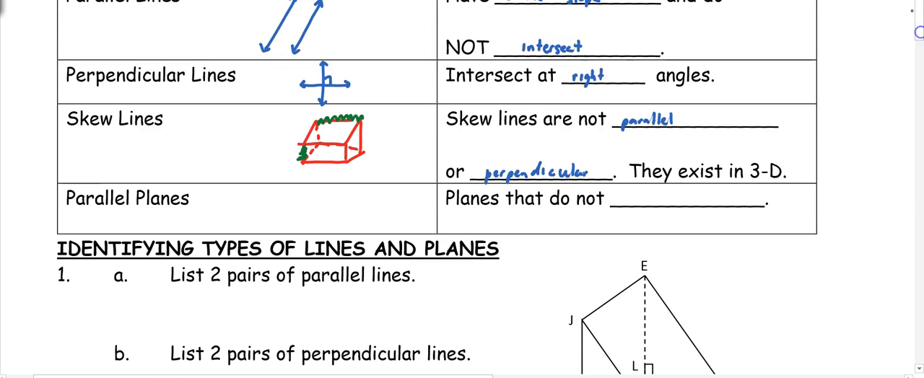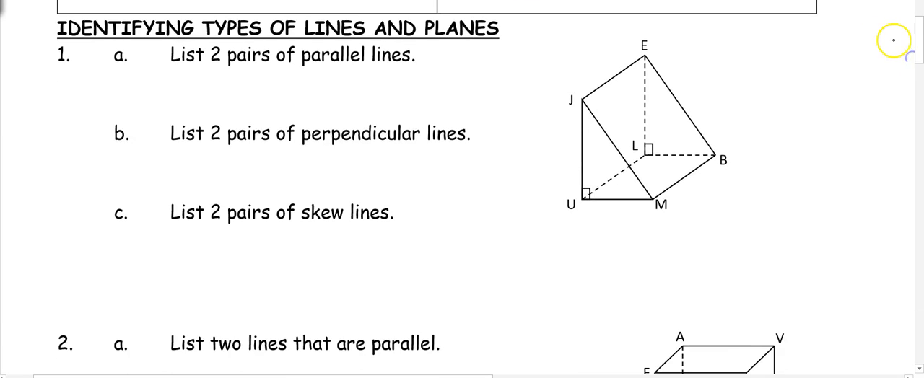And then we have parallel planes. Parallel planes are just sides of a three-dimensional figure that are never going to intersect. So let's try identifying some of them.